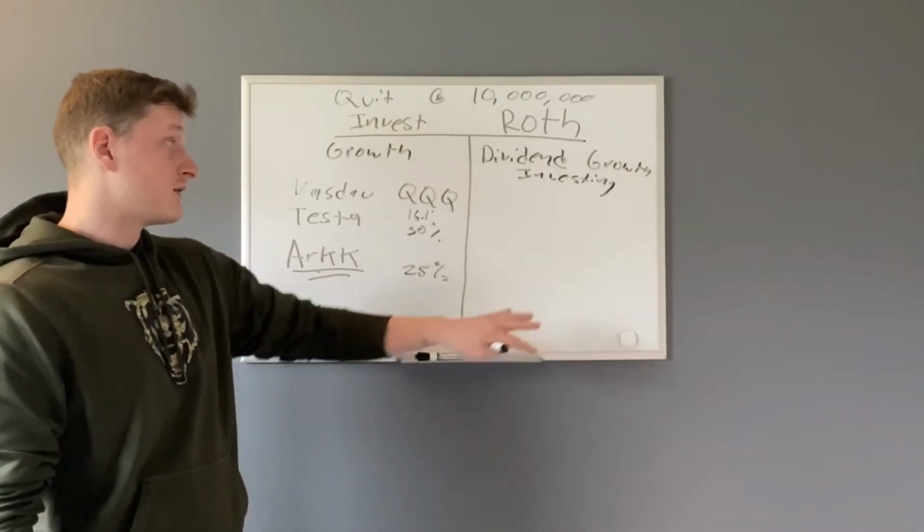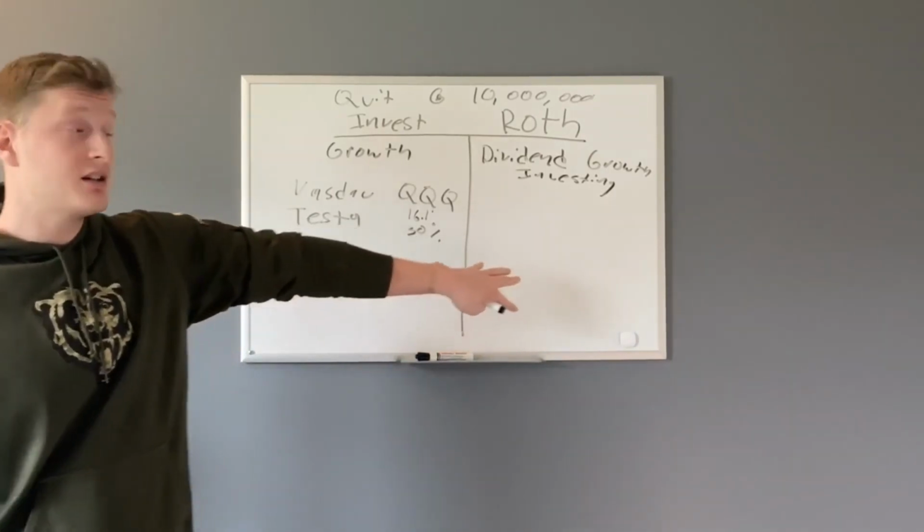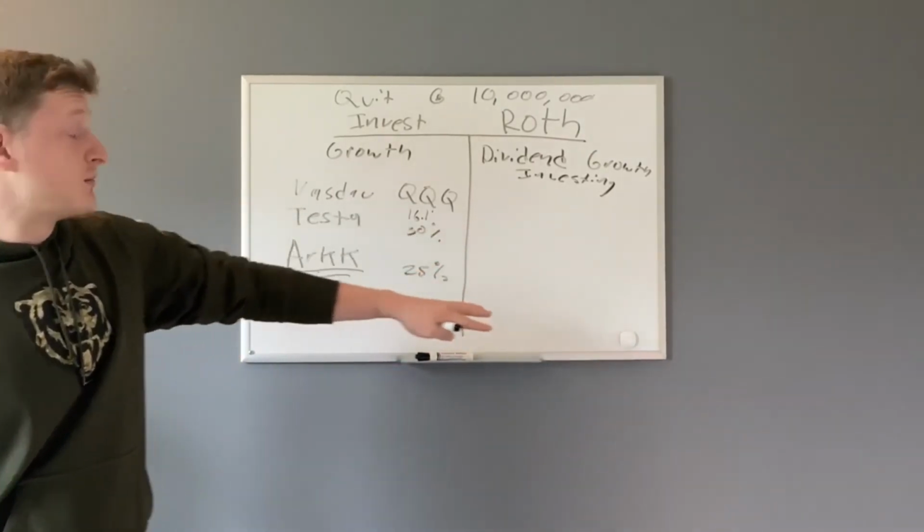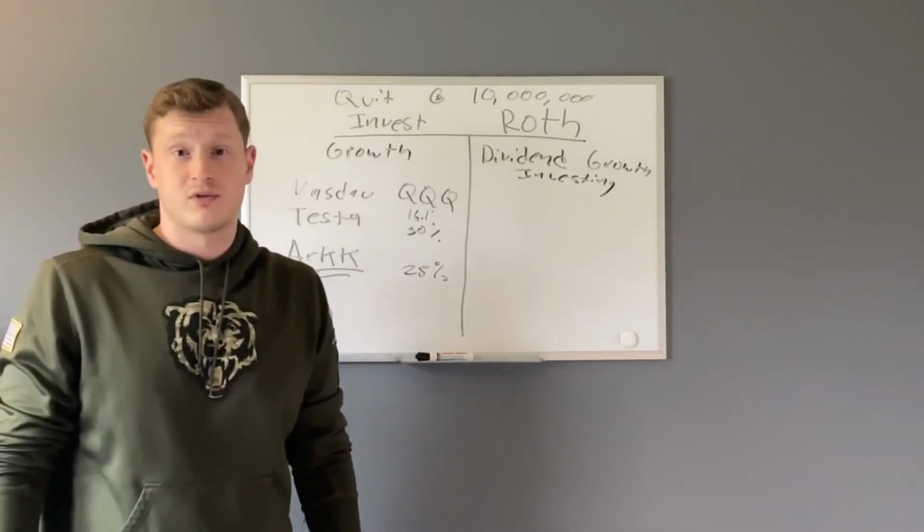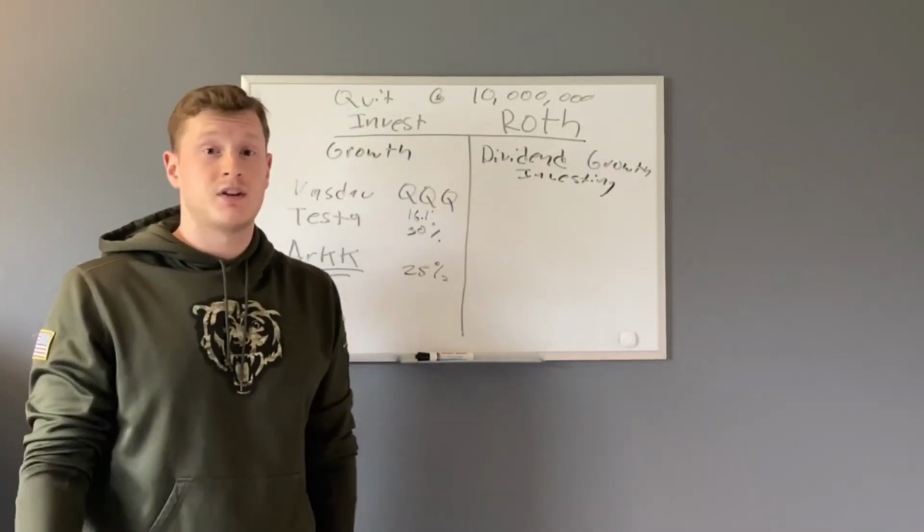I like the fact that over time I can get that dividend income in one of my tax advantage accounts. But then at the same time, I'm looking for that growth too. So I'm getting a match of everything else.